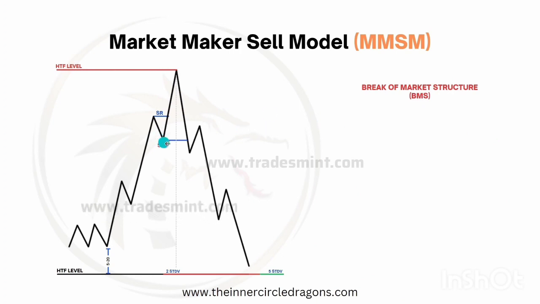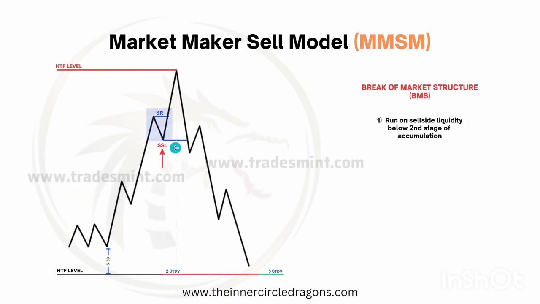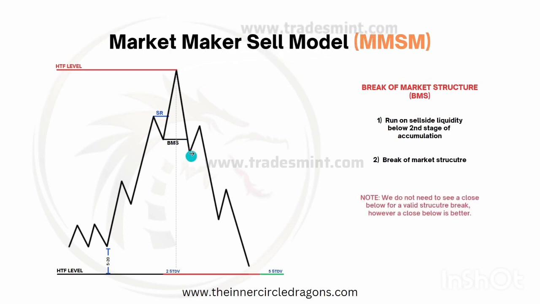We next have our break in market structure, where we've had a run on the sell side liquidity below the second stage of reaccumulation. This gives us our break in market structure. Again, we do not need to close below the low in order to have a valid break in structure. On a side note, if we break below the second or final stage of reaccumulation, this is much more significant than smaller breaks inside of the manipulation swing that run stops.